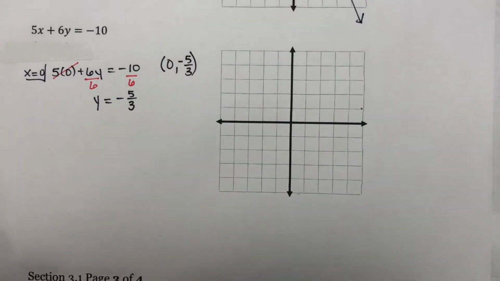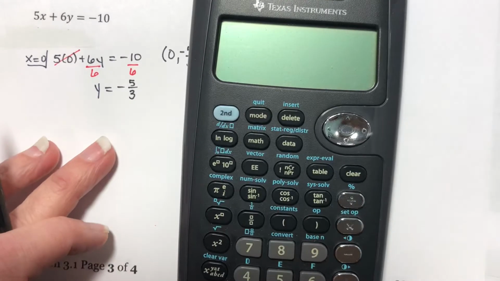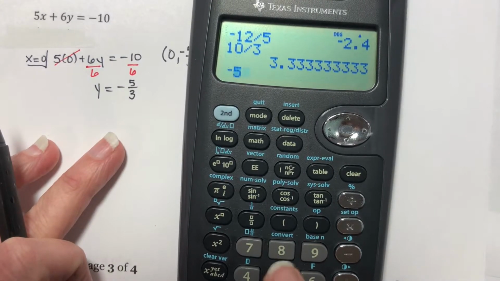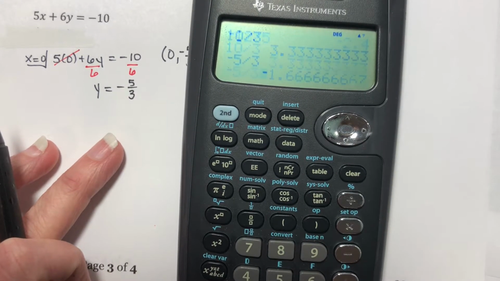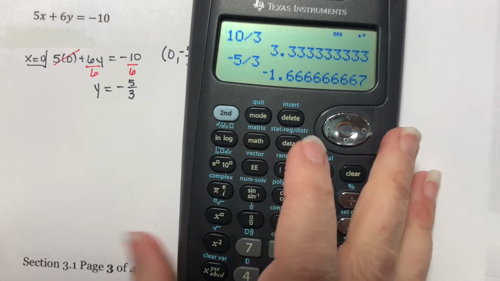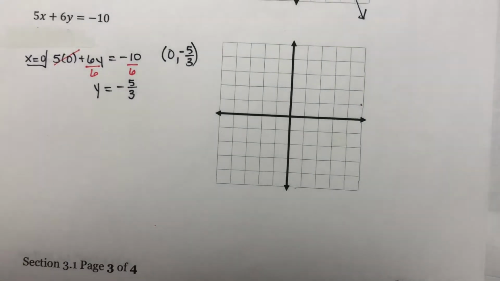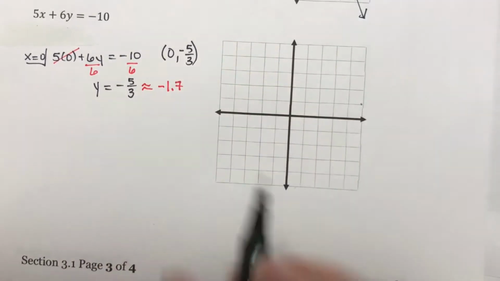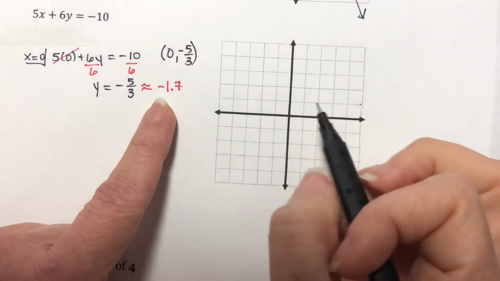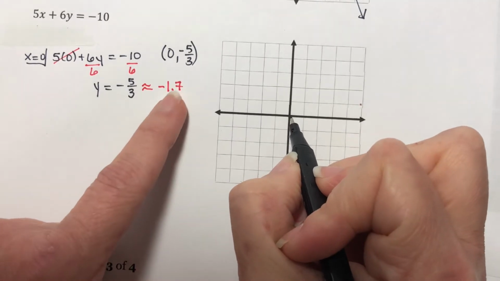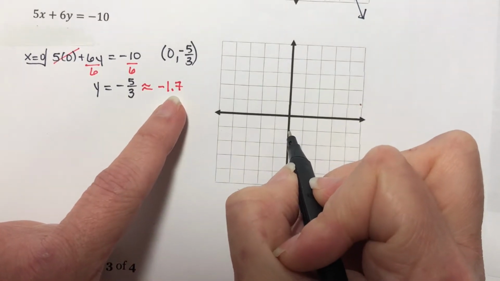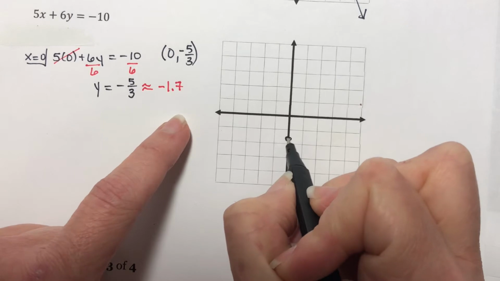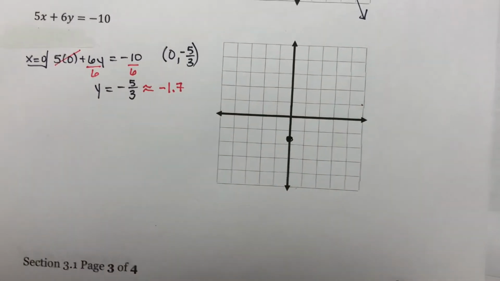And like always, we need to try to get an approximation for this so we can graph this. So negative 5 divided by 3 is negative 1.7. So I have the point 0, negative 1.7. Let's say it's about right there.